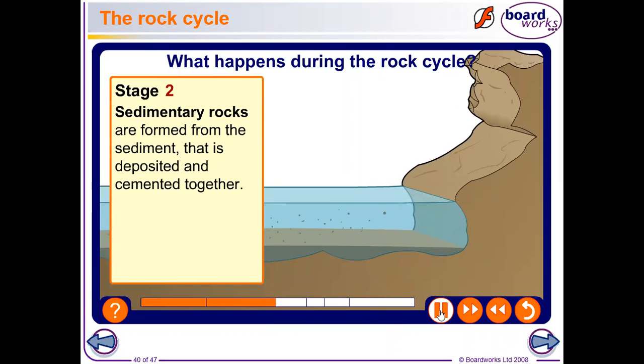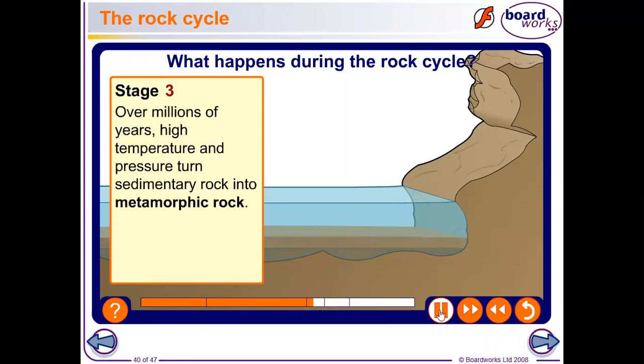Yes, they are broken down again into more smaller pieces. And they then start forming layers.